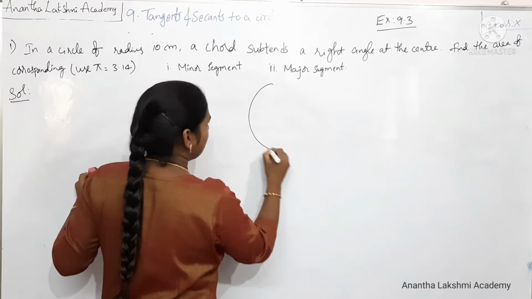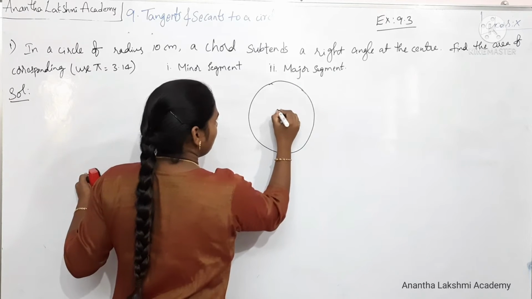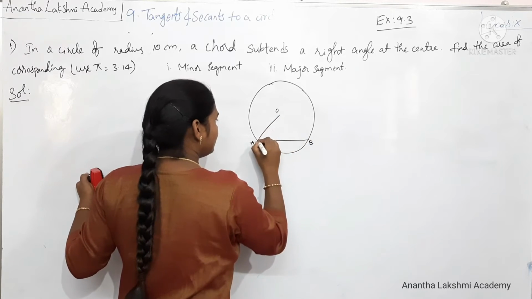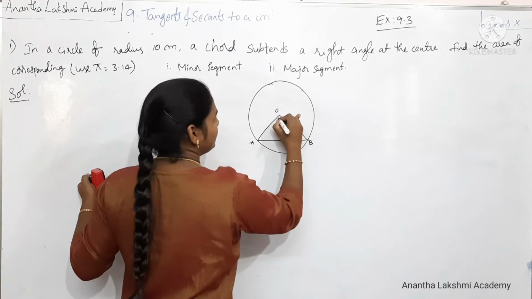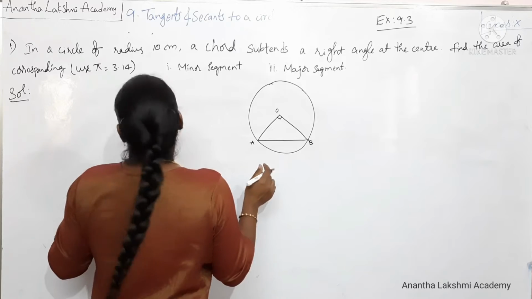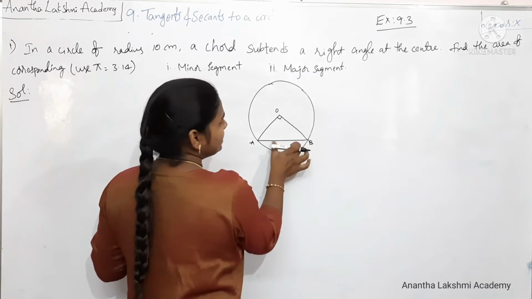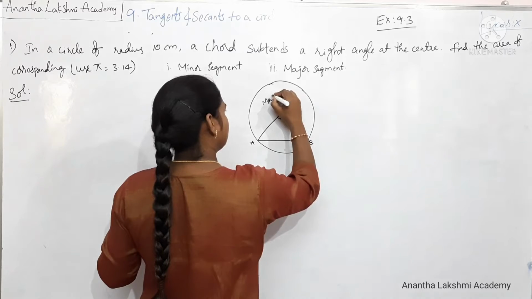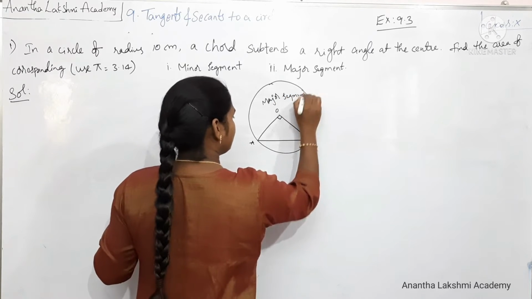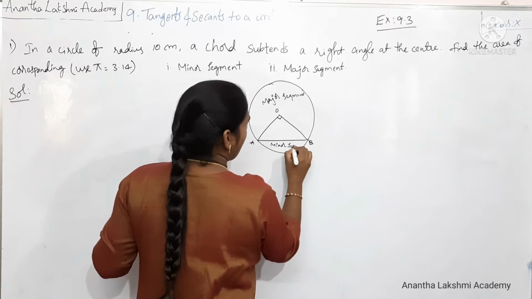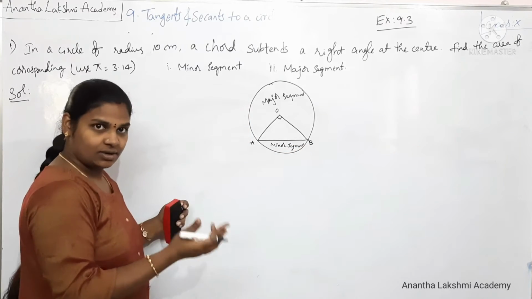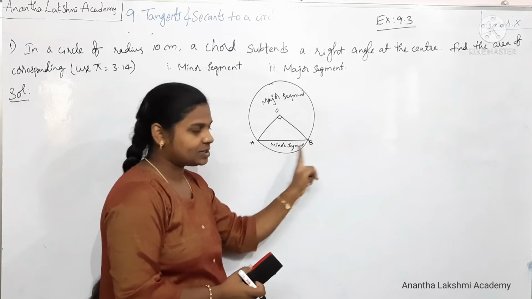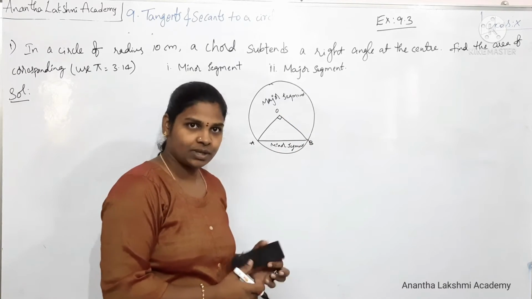Given that there is a circle of 10 centimeter radius, and here a chord, let us assume this as the chord AB, it is subtending a right angle at the center. So this is nothing but a right angle. Now find the area of minor segment. This chord is dividing the circle into major segment and minor segment. This is the major segment, and this is the minor segment. How do we figure out the minor segment area? We just now discussed the concept wherein we figure out the area of the sector OAB first minus area of the triangle, that is going to give us the minor segment area, isn't it?